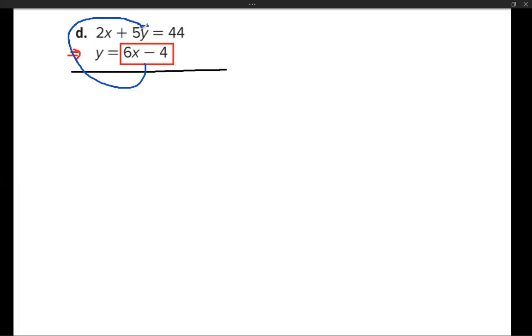Okay, we can replace this y with the value given by the second equation. To do so, we need to rewrite the first equation again. As we did before in the previous equations, we just rewrite it: 2 times x plus 5 times y equals 44.